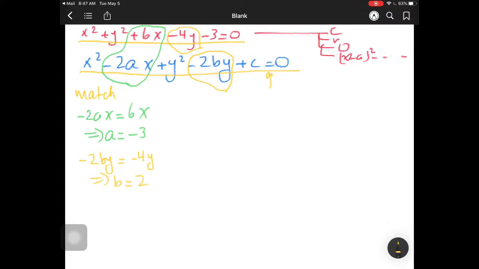All right, so in addition to memorizing this, you need to memorize that the center is at coordinates (a, b), which means here that your center is at coordinates negative 3 and 2.